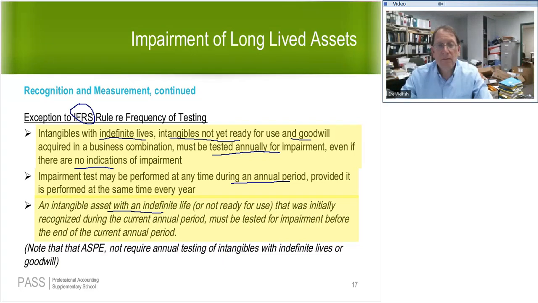Answer, yes, you have to test it at least once before the current period end. I don't care when. Test it December 31 if you want. And then test it again February 1st on an ongoing basis, every year, February 1st. They want some assurance. I'm not going to let you get away with getting an asset in the middle of the year and telling me you're not going to test it by year end because you're going to start after year end. That's going to be my annual time period when I test it. Okay. Everyone good? None of this is required under ASPE.